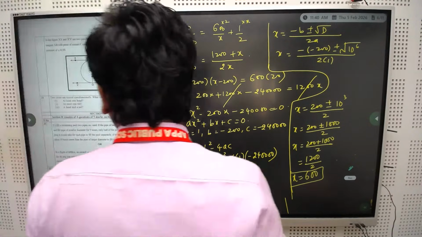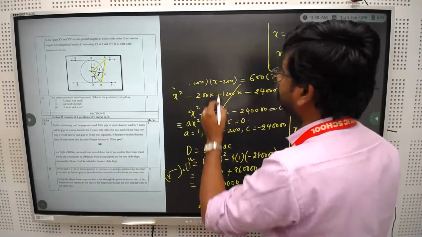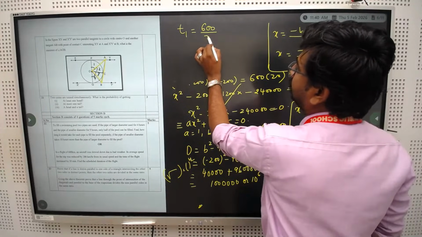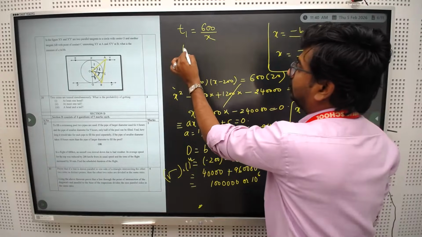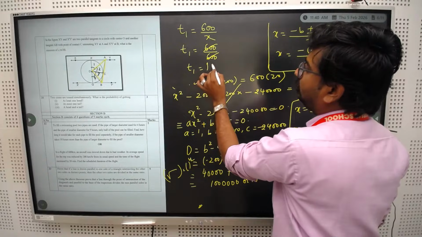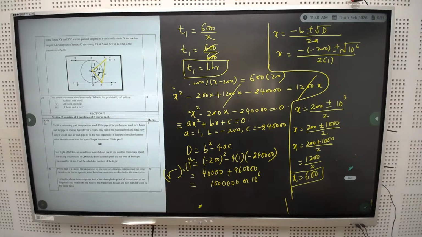Next line, note down: scheduled duration. Write the heading, scheduled duration. T1 is equal to, what is that equation? 600 by x. T1 is equal to 600 by 600, T1 is equal to 1 hour. What is the delayed duration? 600 by 400 will become 1.5 hours, which is 1 hour 30 minutes. That's why it is 30 minutes late. Correct? 30 minutes late means 1 hour plus 30 minutes, 90 minutes. So the scheduled duration is 1 hour.